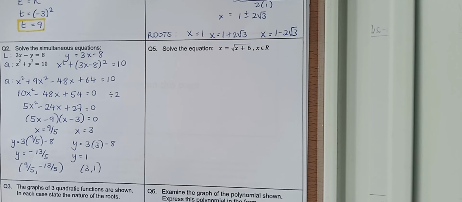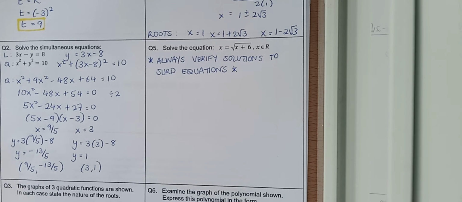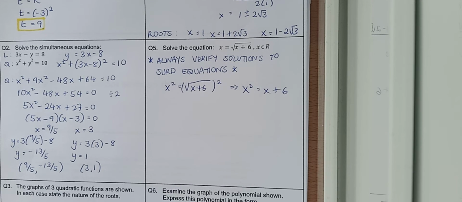On to question 5, we've got a surd equation. It's a pretty straightforward one. The thing to watch out for with these is that you make sure to verify your solutions at the end. So I'm going to start by getting rid of that root. I'm just going to square both sides. And by now it's pretty obvious it's going to be a quadratic. I'm going to factorise that and solve.